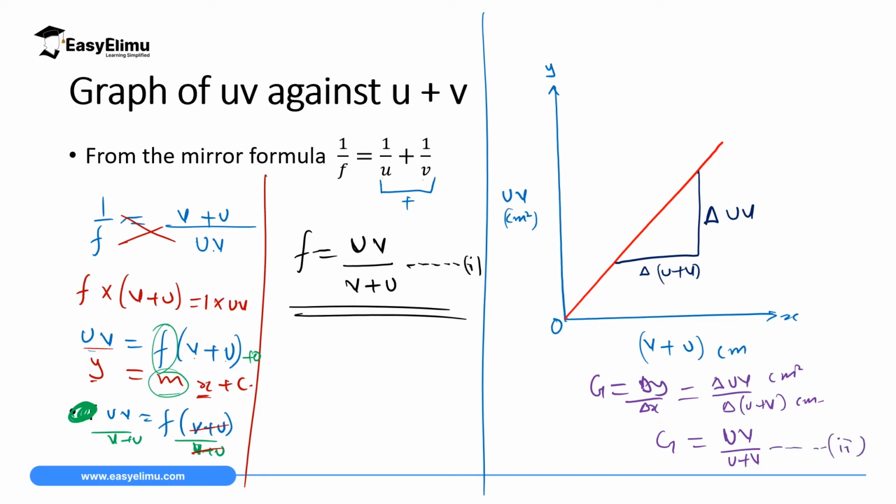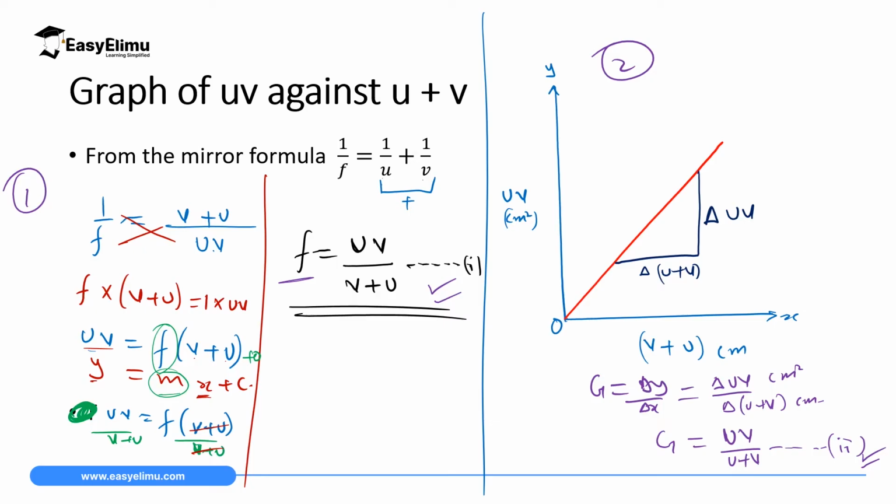Compare equation 1 that we have here and equation 2 that we have here. They look the same. So this means if we find the gradient of a graph of UV against U plus V, it is the same as the focal length of a mirror, and you can prove this either using a graph or by using theoretical method. So this is the first way you can prove that. This is the second way you can prove that. This is theoretical, this is graphical on the right hand side.